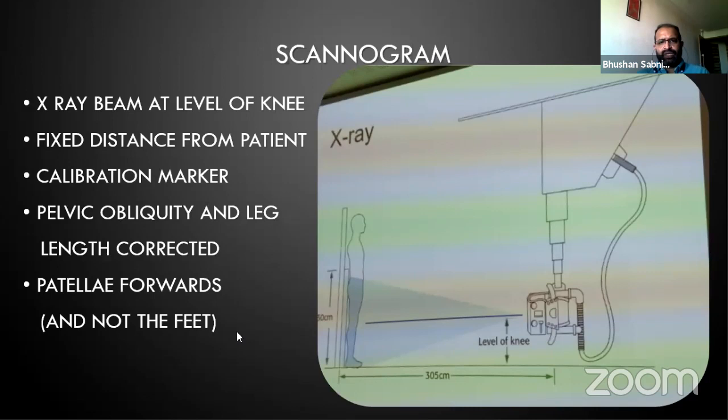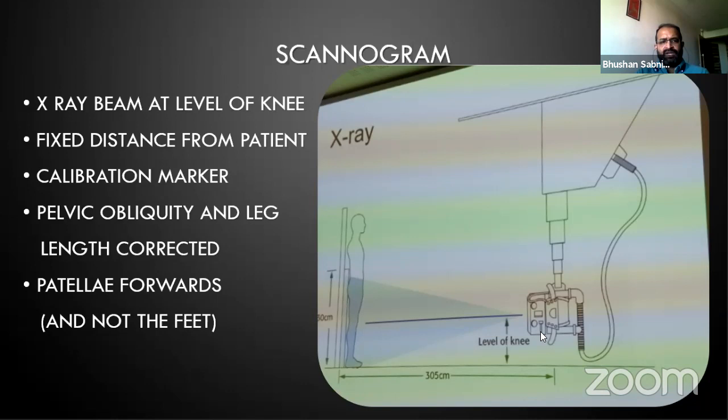There are a lot of places still where a good scanogram is not available, or I've spoken to people who do scanogram in the lying down position. They get a CT scanogram, which is not at all sufficient to give you the exact idea of the deformity. So the X-ray beam has to be at the level of the knee joint. It has to be at a fixed distance from the joint. There has to be a calibration marker inside. You need to adjust for pelvic obliquity and leg length. So you can't have a pelvis lying completely oblique or one leg short and one leg long. So you need to adjust for that.